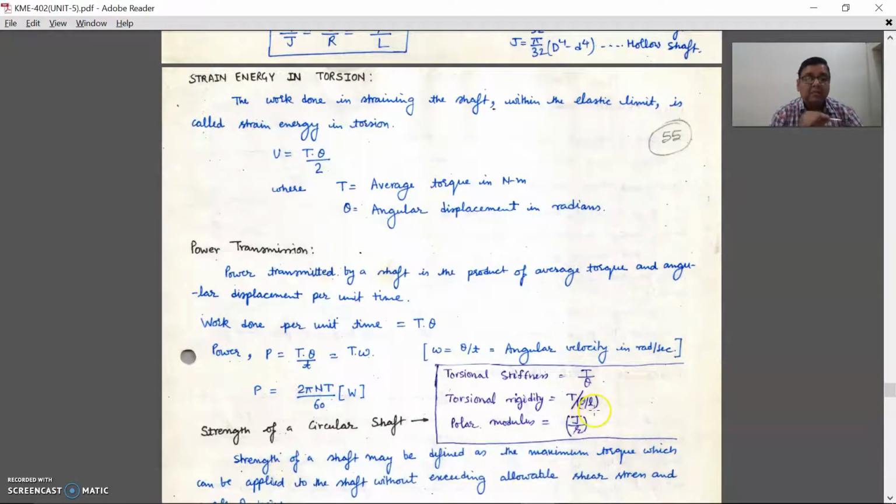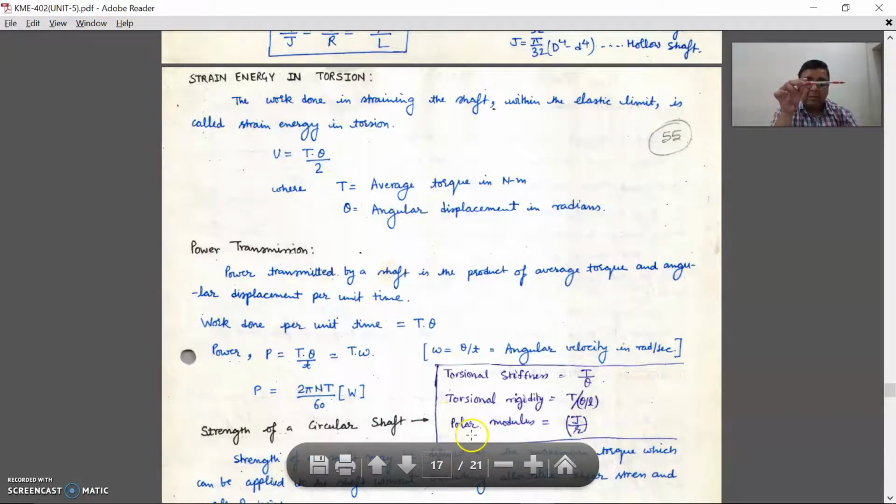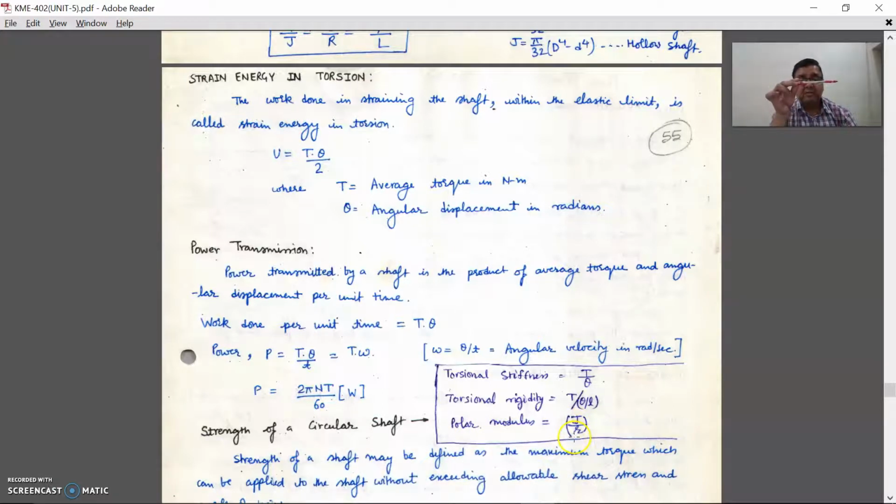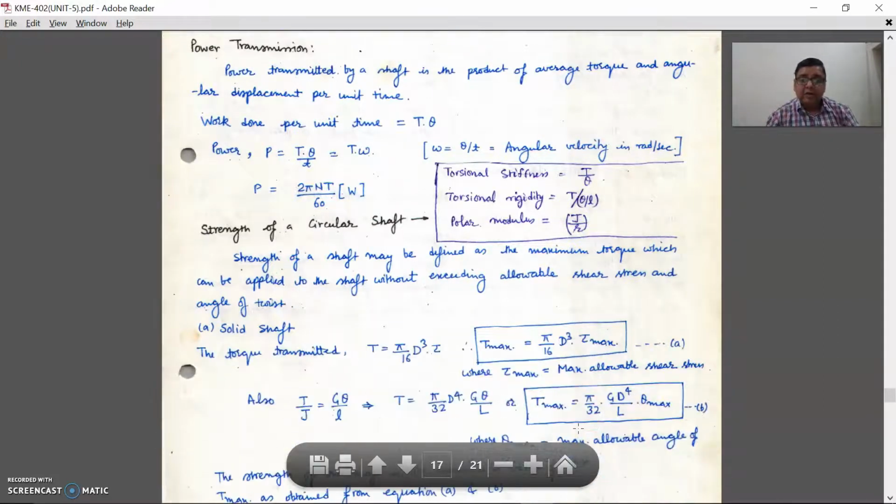Why theta by L? Because it will depend upon 1 unit of angle of twist over this much of length. So that is why T divided by theta by L, right? Because it is 1 unit of deflection for 1 unit of length. Then next is the term polar modulus, and polar modulus is J by R, and the J by R term is also very important. We'll understand the importance of this J by R term.